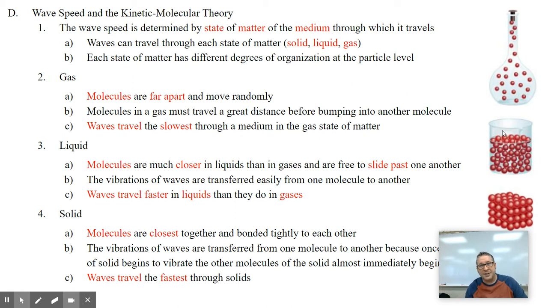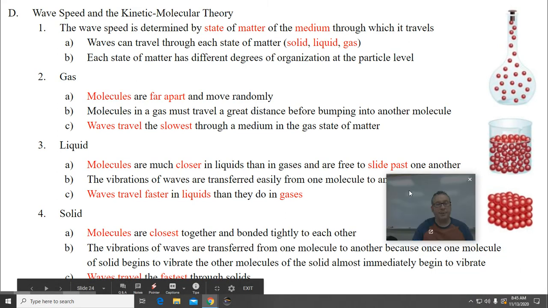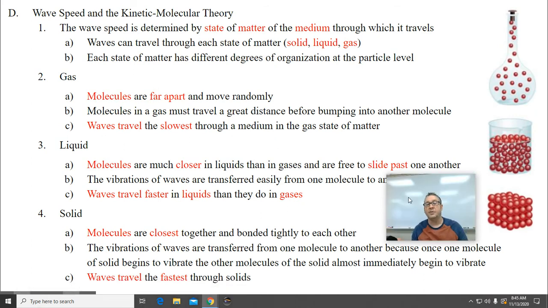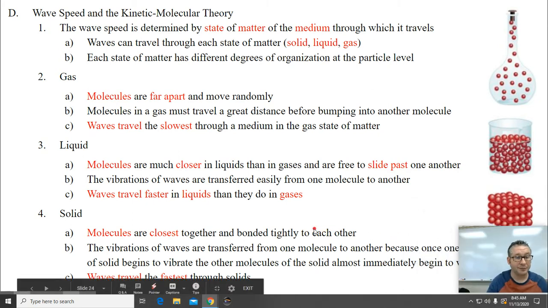And then finally, we have solids, okay? Here in solids, the molecules are closest together and bonded tightly to each other. The vibrations of waves are transferred from one molecule to another because once one molecule of solid begins to vibrate, the other molecules of solid almost immediately begin to vibrate. And so waves actually travel fastest through solids. Okay? It's all because of how close their molecules and particles are to one another.